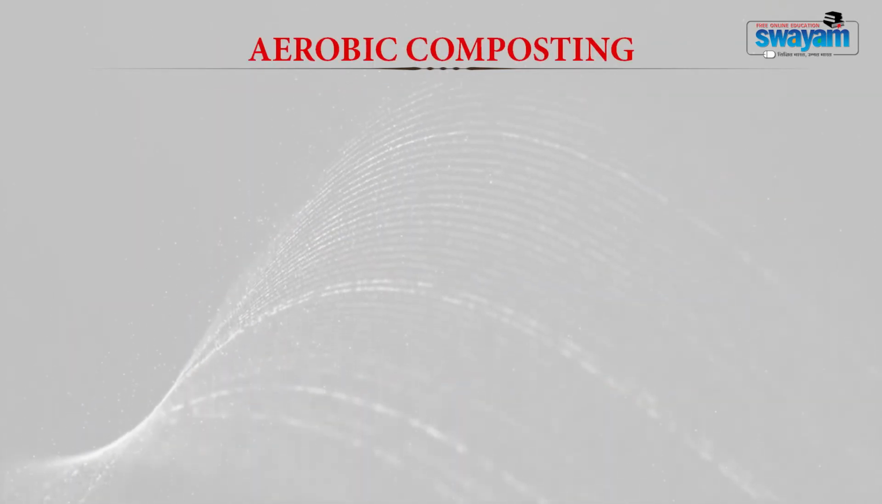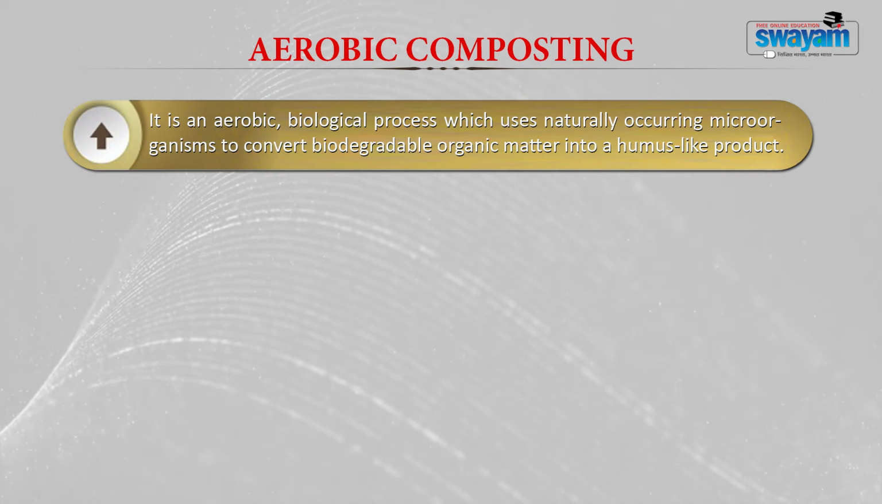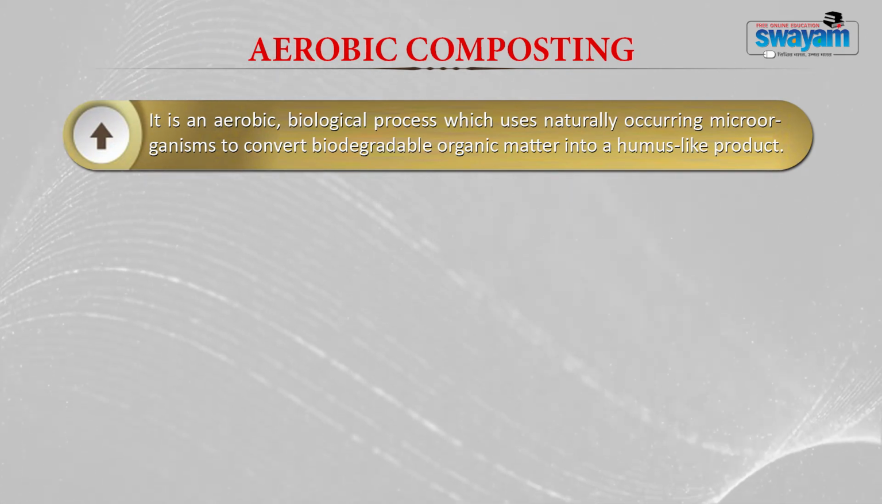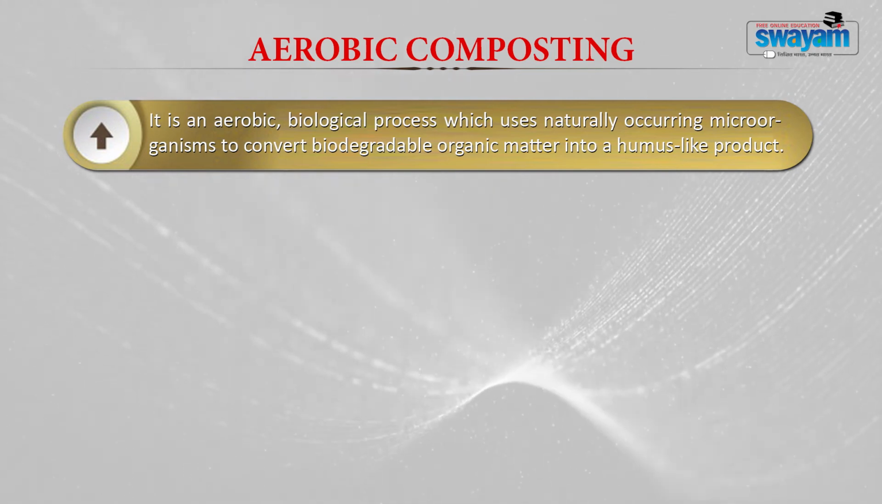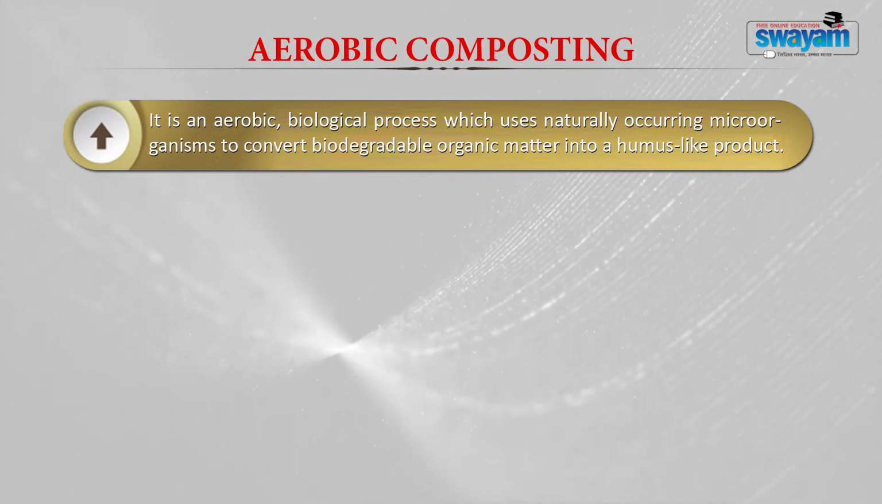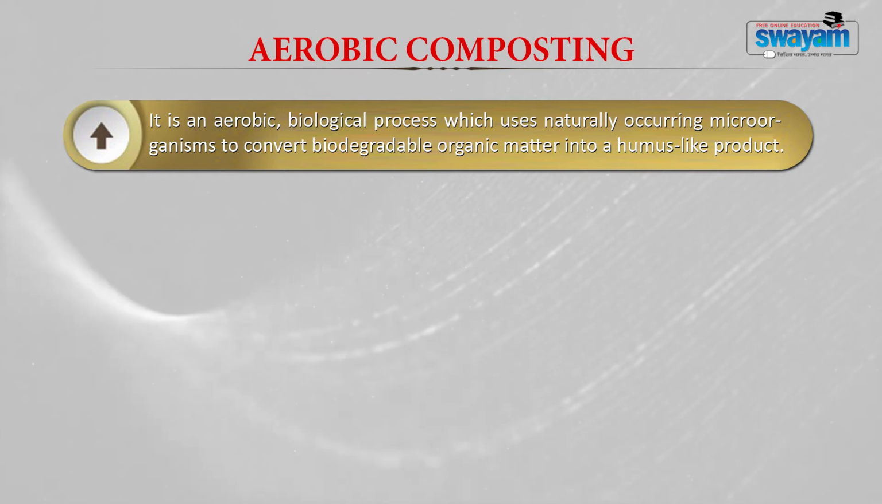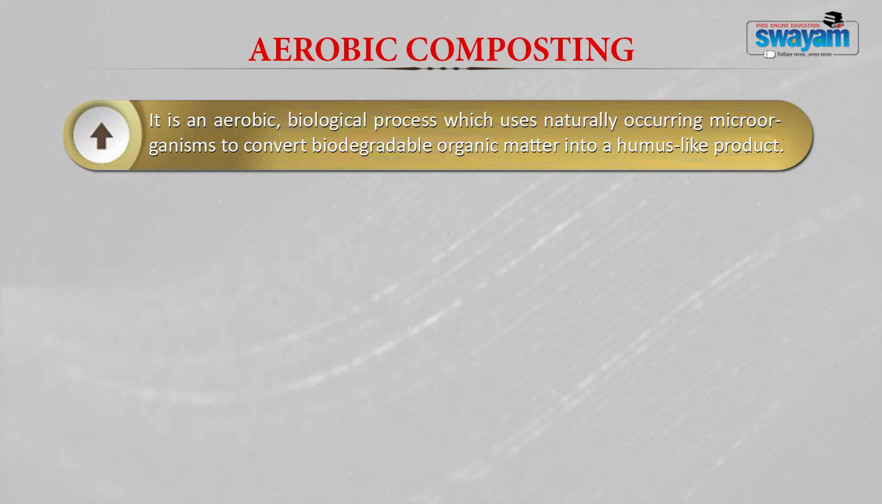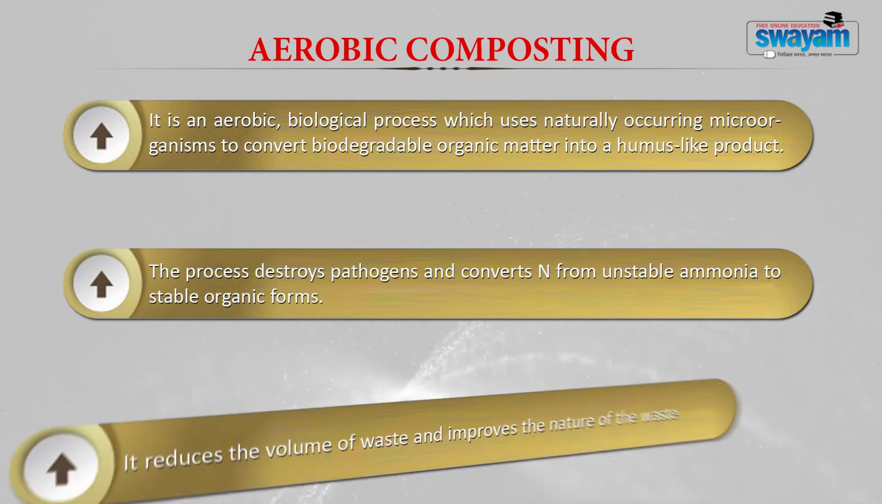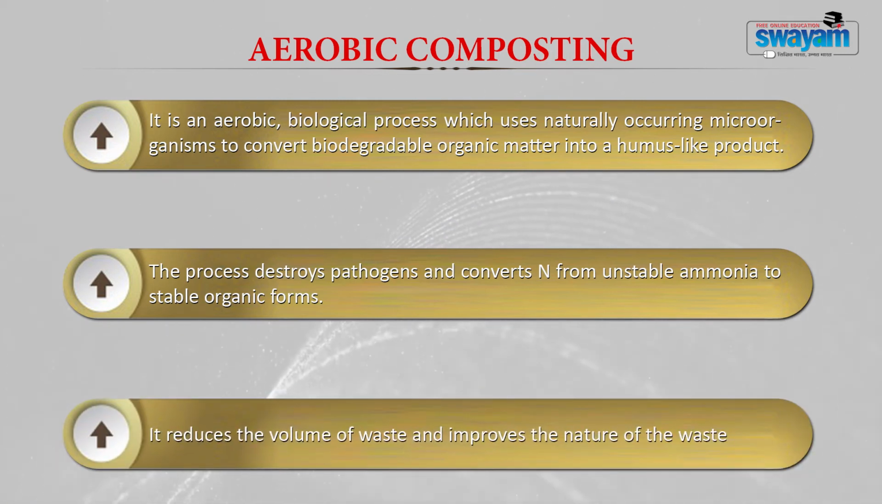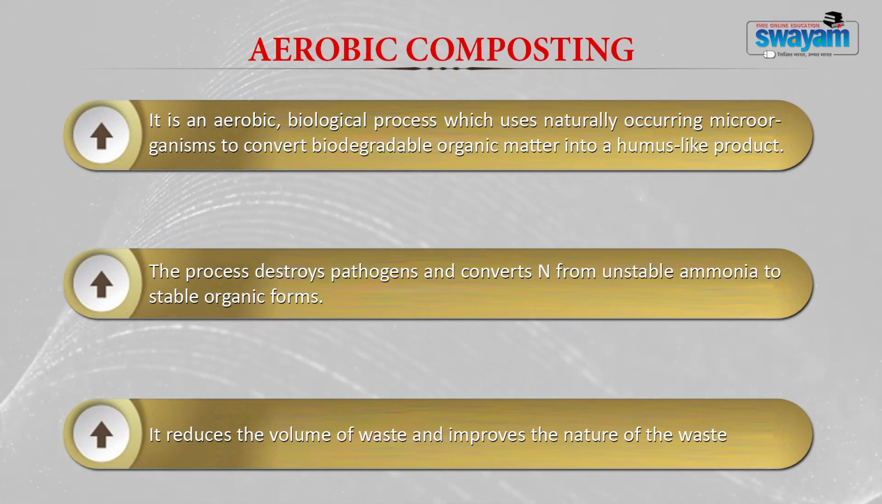Aerobic composting is again an aerobic biological process which occurs naturally due to the presence of microorganisms which are naturally available in the biodegradable component of the organic matter. This results in the production of a humus-like product called compost. This destroys the pathogens and converts the nitrogen from the unstable ammonia form to a stable organic form. It reduces the total volume of waste, and it also improves the quality or nature of the waste at the end of the composting process.